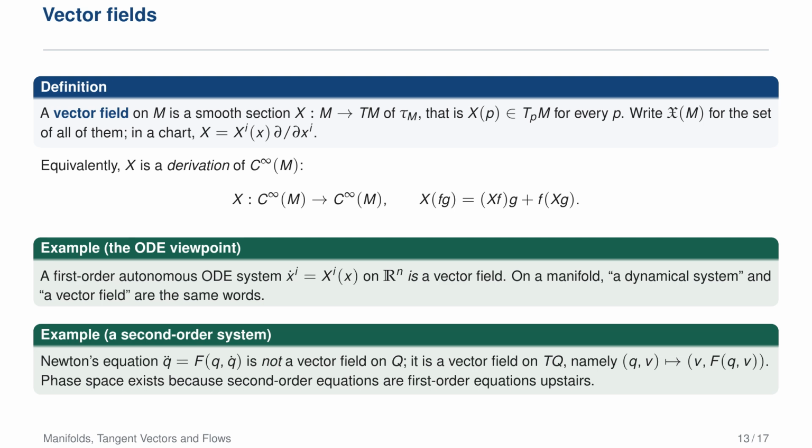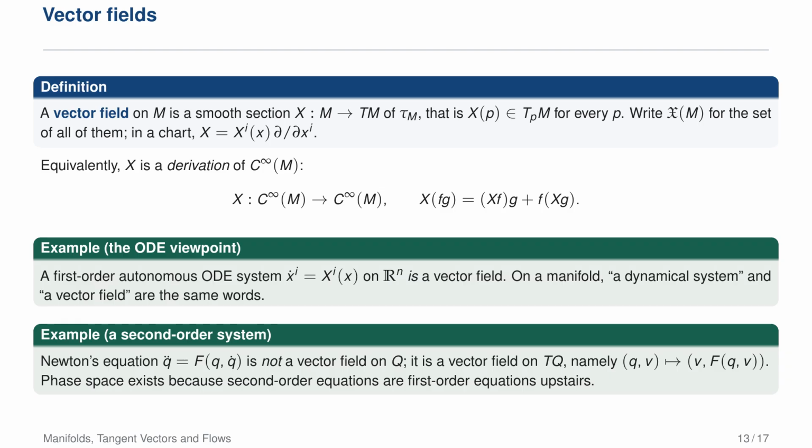In a chart, X is X^i of x times partial with respect to xi. Equivalently, and often more usefully, a vector field is a derivation of the smooth functions. A derivation takes functions to functions and satisfies X of f g equals X of f times g plus f times X of g. Two examples fix the idea.